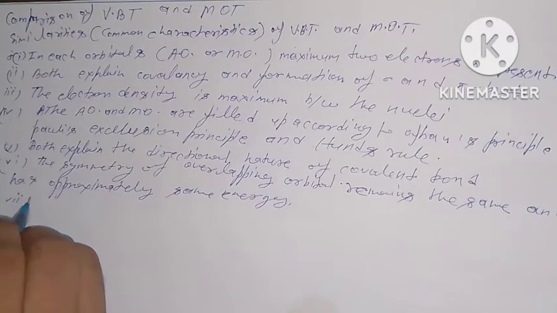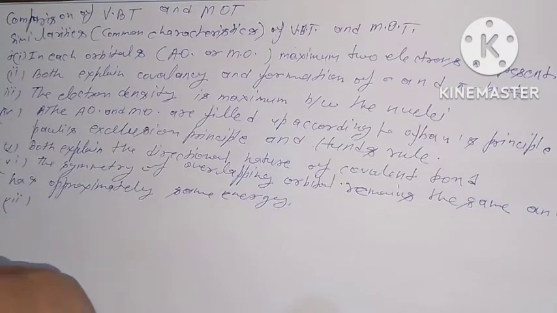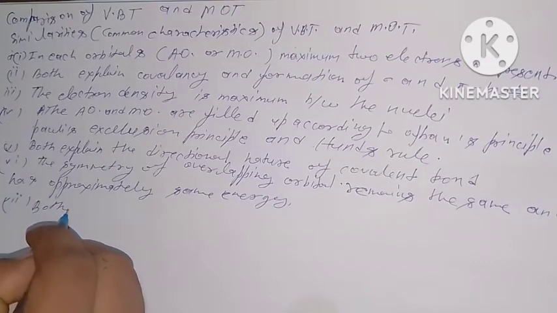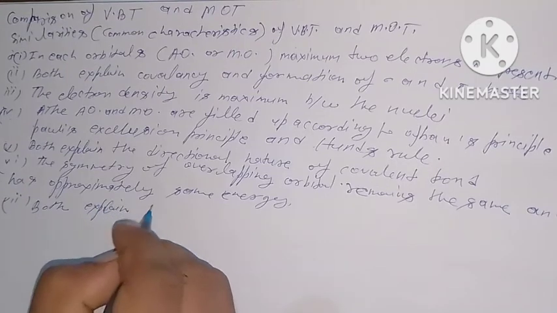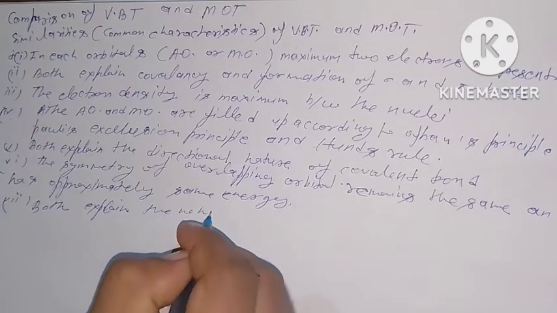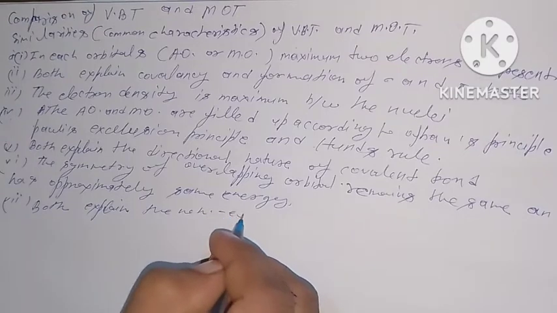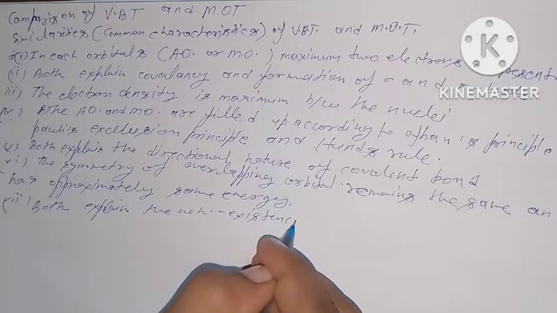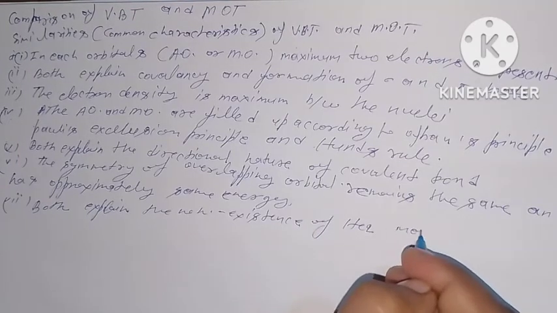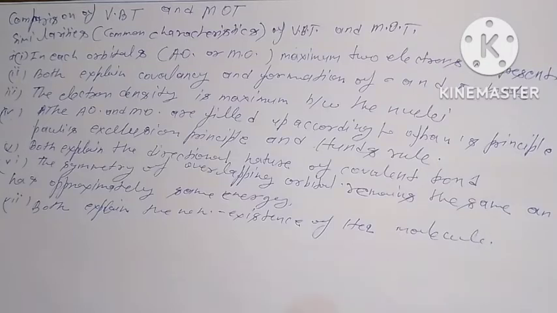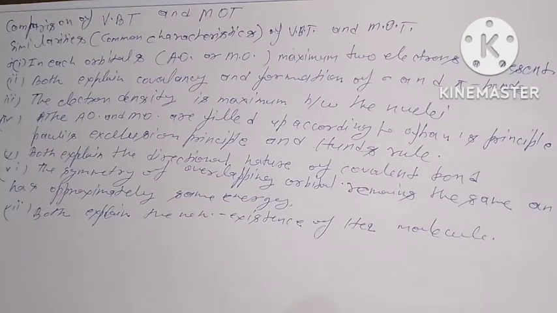Seventh point. Both explain the non-existence of helium molecules. There are 7 points for similarity or common characteristics of valence bond theory and molecular orbital theory.